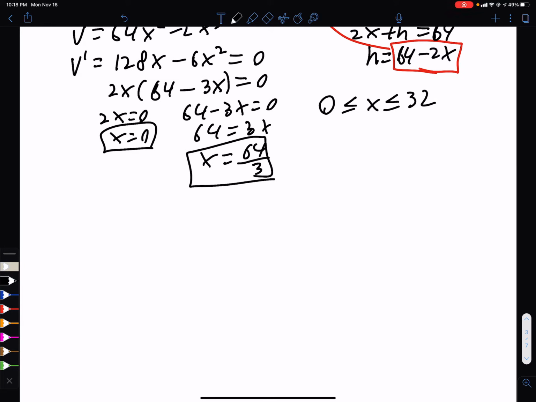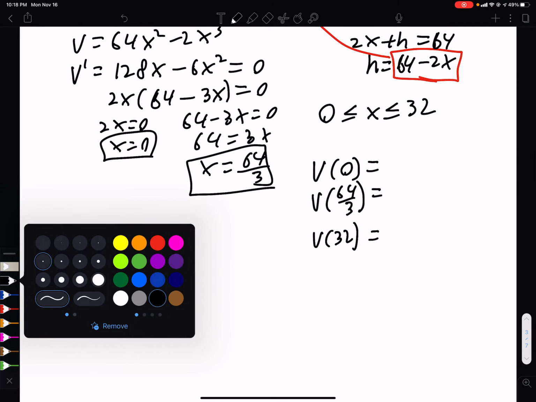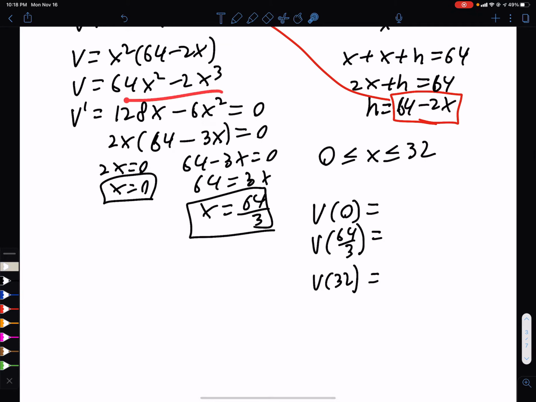So if I look at it this way, I can find the volume at the endpoints and the volume at my critical point. Whichever one's biggest is my maximum, whichever one's smallest is my minimum. If I plug 0 into this equation, I get 0. If I plug 32 into this equation, I get 0. So my maximum will occur, obviously, at 64 over 3.